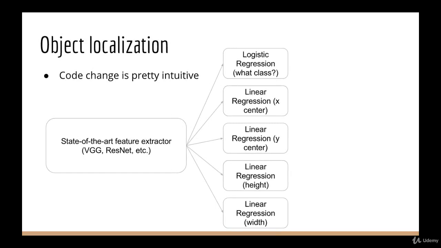So how does this change the code? I think you'll find this to be pretty intuitive. So recall that what we've been doing in this course is using state-of-the-art feature extractors and adding logistic regression on top of that. Well, predicting the coordinates of a rectangle would be regression rather than classification. So instead of just adding a logistic regression on top of our ResNet, we can add an additional 4 linear regressions. These will predict the x and y coordinates of the center of the rectangle and the height and width of the rectangle.